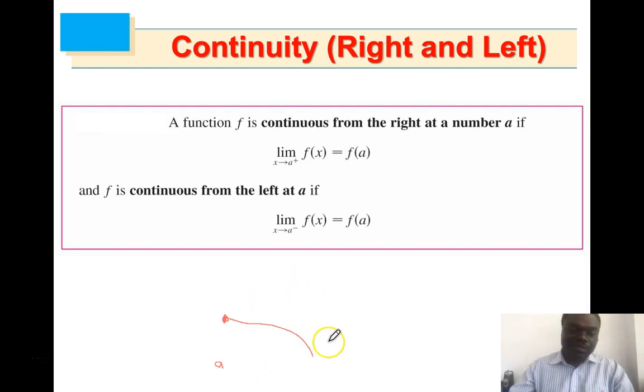But if you have some function like this, if there is a hole there, the limit from the right is not equal to the value of the function. So it is not continuous from the right. It is also continuous from the left if the limit from the left is equal to the value of the function. Think about left. I'm not going to draw left.